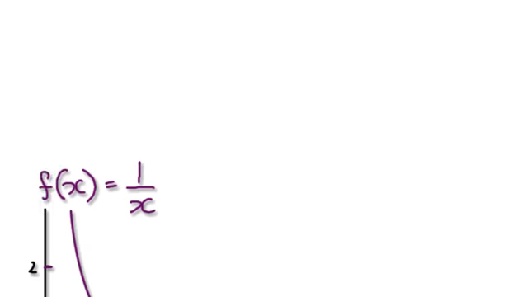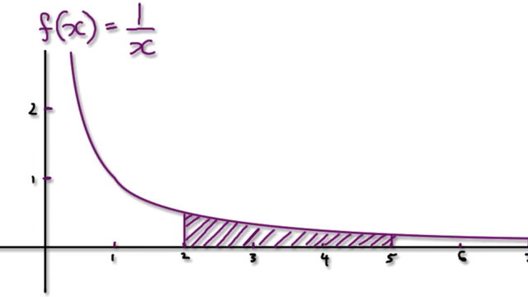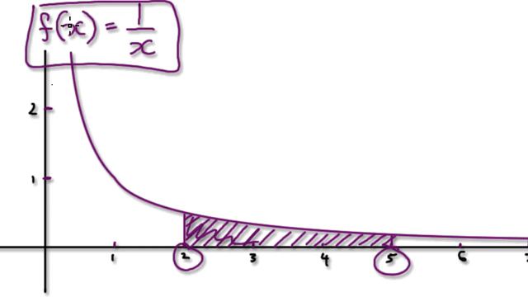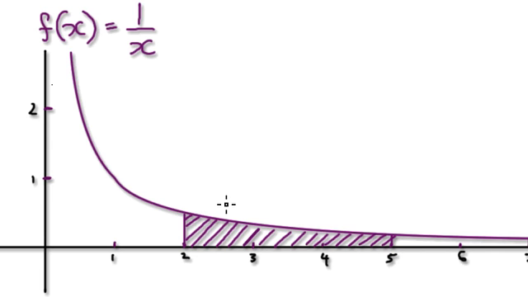This is a crude exercise, but I'm just going to ask you to go along and try your best. Try and find the area between 2 and 5 of this function, 1 over x. So use a Riemann sum to find this area. Press pause and have a go.